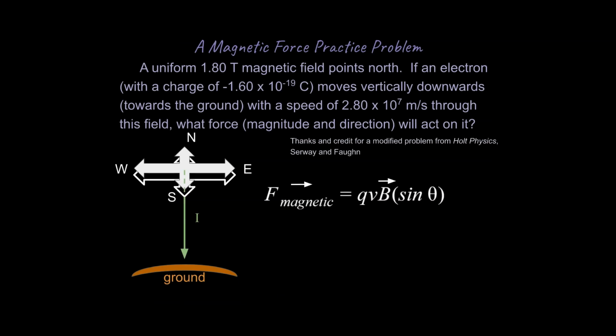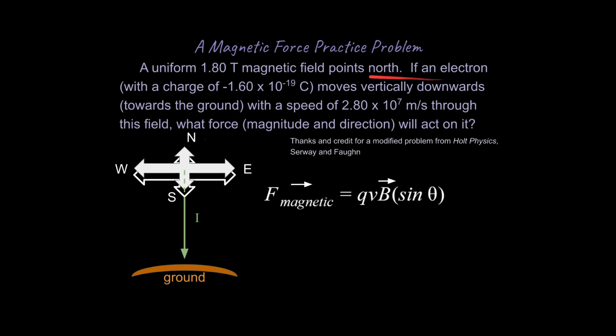So here we go with a problem. It says a uniform 1.8 Tesla magnetic field points north. I tried to draw the cardinal directions. Imagine that this is kind of flat. This arrow right here is coming out towards you. I can only do so much in Google Slides to draw this in a three-dimensional way, but imagine this S is coming out towards you, and the north is moving away from you into the screen itself. So the field is pointing to the north, into the screen, you could say.